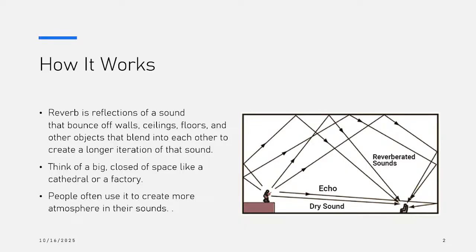In simple terms, reverb is the smooth continuation of sound caused by many quick reflections blending together, while echo is a clear repetition of the same sound caused by one or a few reflections separated by a noticeable delay. Reverb gives sound a sense of space and atmosphere, like we talked about, while echo emphasizes distance and repetition.